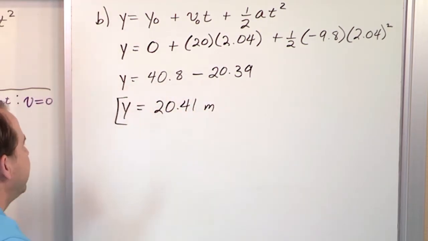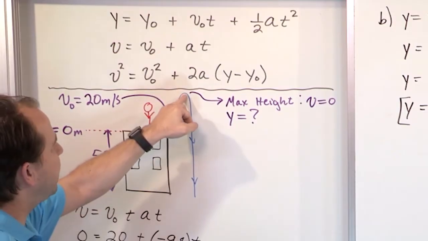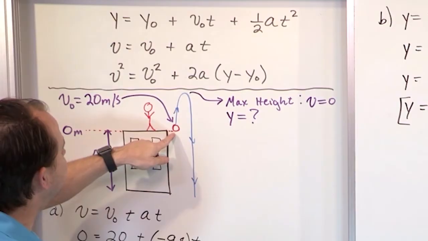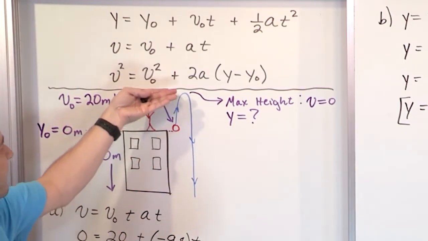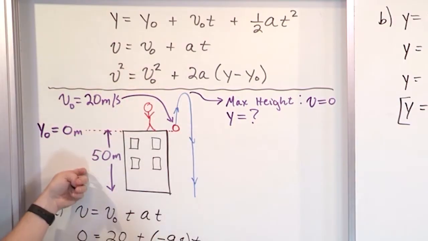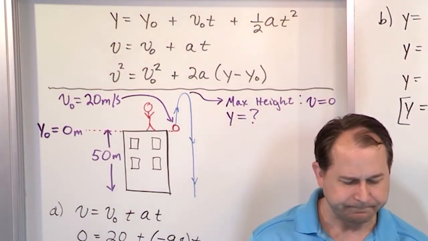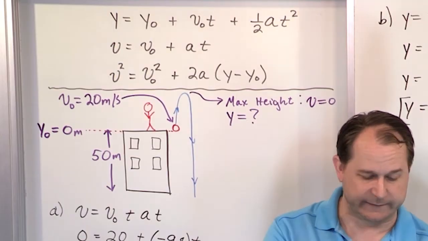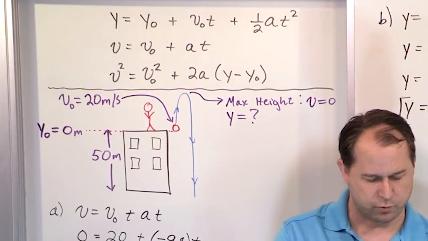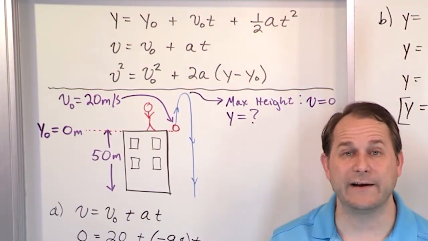So what this means is that at the apex, the very top, right up here, it's 20.4 meters above the throwing position. If your problem said, what is the maximum height above ground level, you take that number and you'd add it to 50. So you would get 70.41. All right, now let's read part C and let's think about it carefully. Part C says, what is the time for the rock to return to your level?